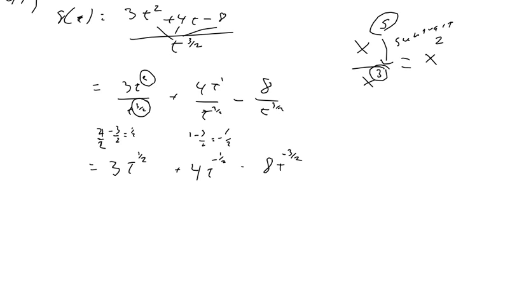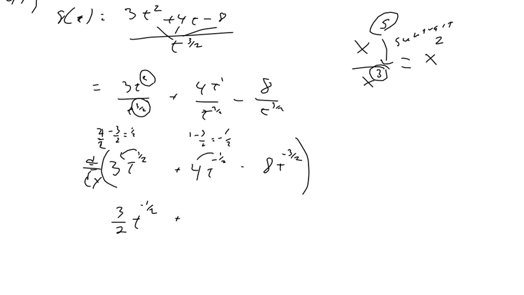So 3t to the 1 half. Now I want to do my derivative. Now that I've simplified my equation into stuff I can do, I do the derivative of each one, and I just follow the power rule. 1 half goes in front. This is going to be 3 halves t to the negative 1 half, because 1 half minus 1 is negative half.